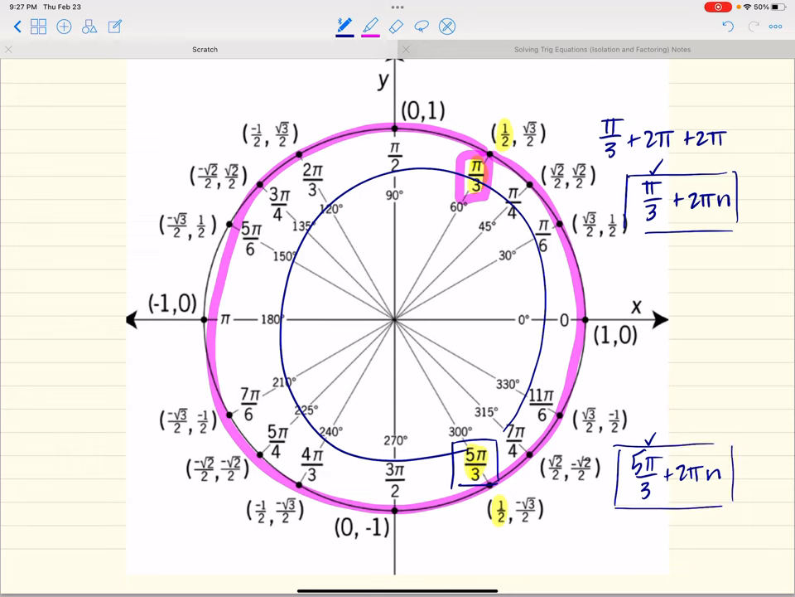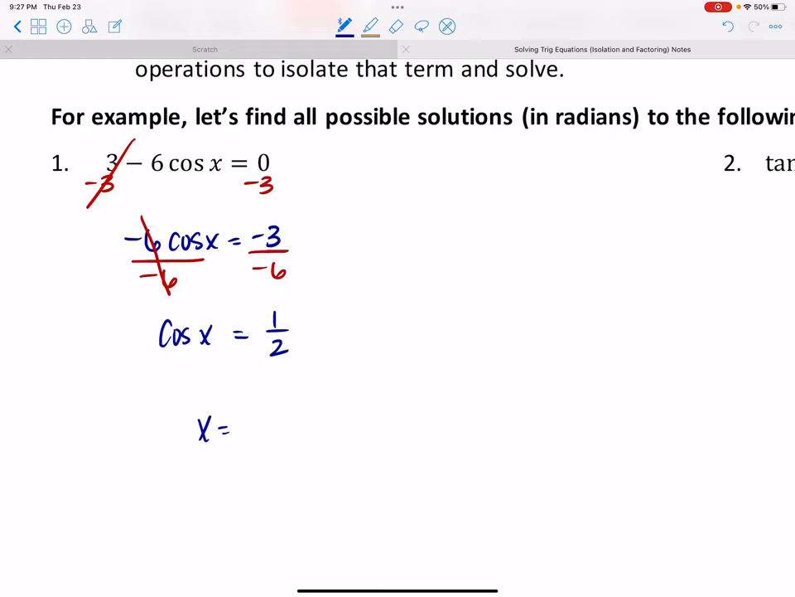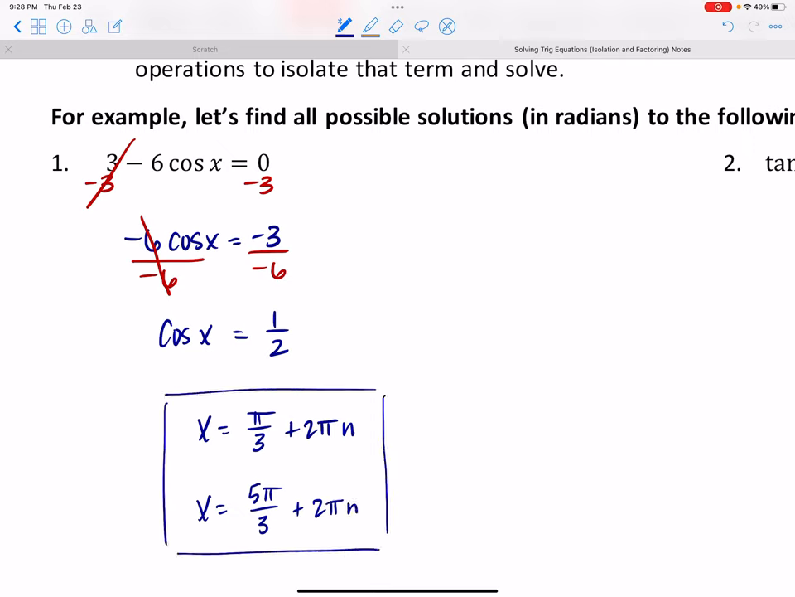Okay? So let's go back here and say x could be pi over 3. That's one place where our cosine is equal to a half. And again, I can loop around the unit circle any number of times and land there again. And then x could also be 5 pi over 3. And we're going to add 2 pi n number of times to land there again. So this would be the description for all of the solutions to this equation.